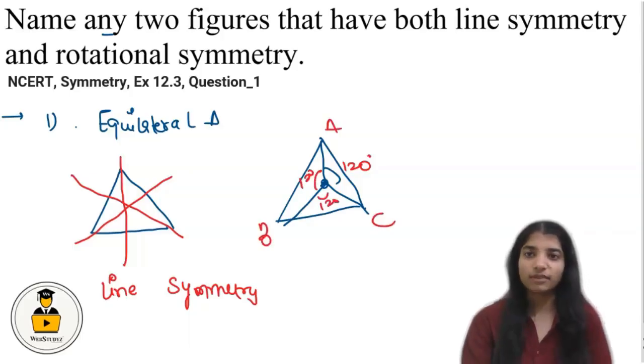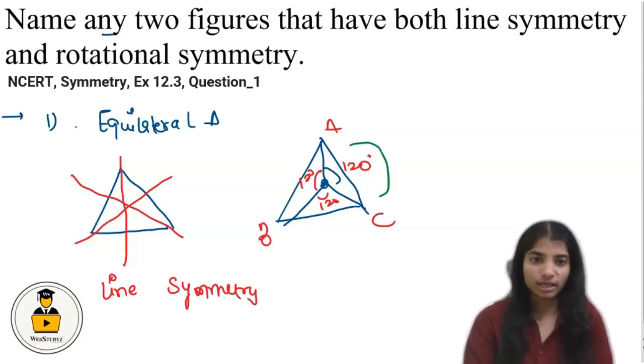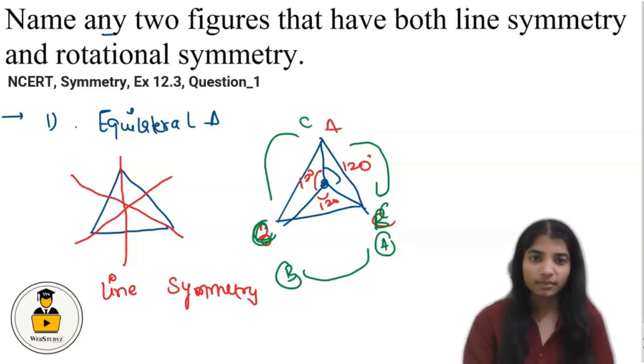Initially, if we rotate this figure by an angle of 120 degrees, this A will be here. Let's say this is B, and let's say this is C. So this A will be here, this B will be here, and this C will be here.